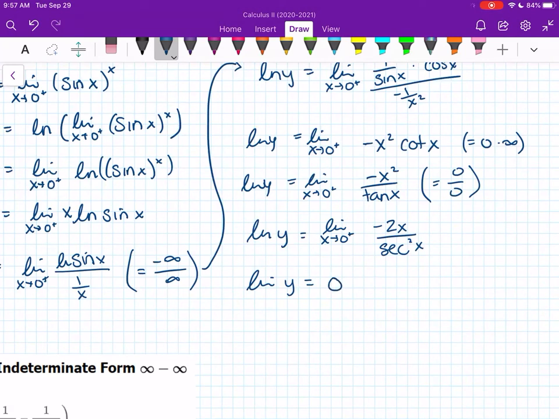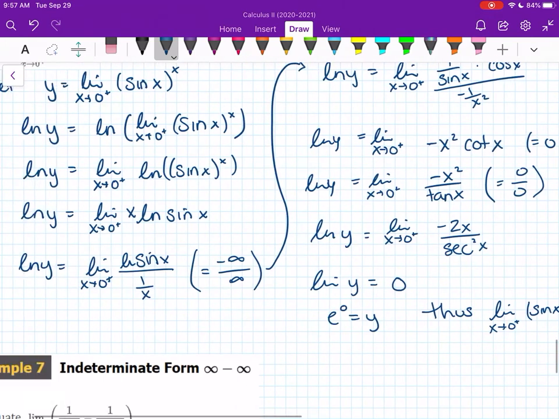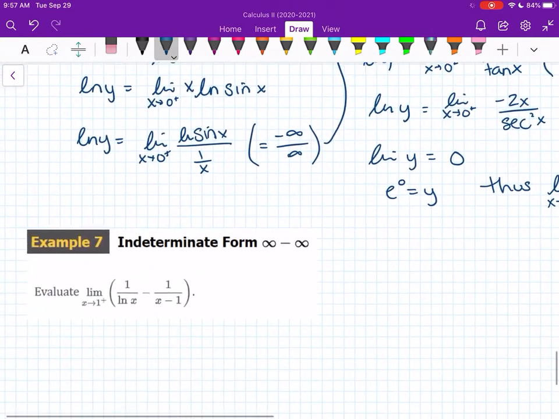So then I put that in exponential form: e to the 0 equals y. So e to the 0 equals y, which means y equals 1. So then I get that this whole original limit as x approaches 0 from the right of sine of x to the x equals 1. Phew. Okay, that's a long one. Very, very exciting. Okay, our last example is a little quicker.